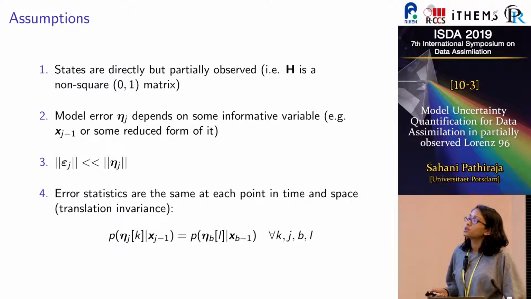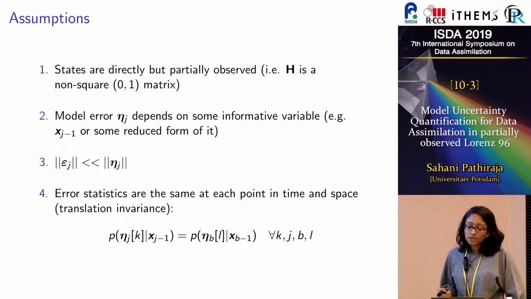And we also assume that the etas arise from a stationary process and that the conditional density of these etas given the informative covariate is the same in both time and space. So this is this translation invariance property.